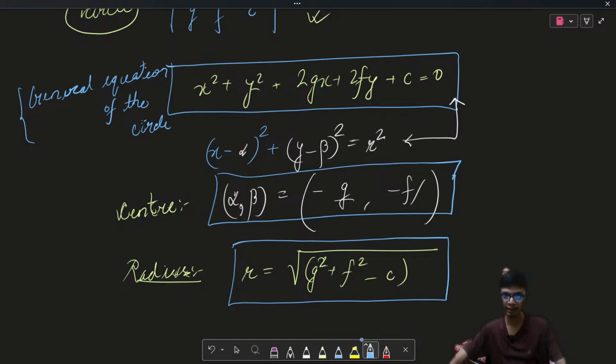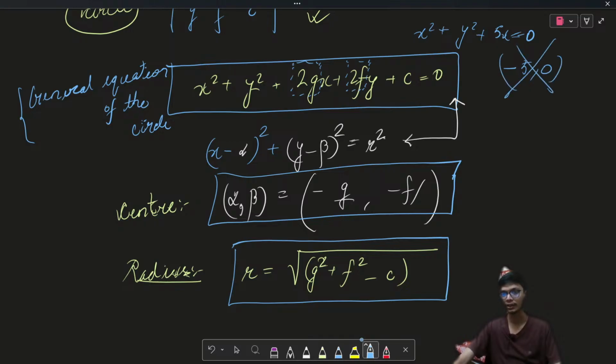It should be minus g and minus f, where the constant with x is basically 2g, and the constant with y is basically 2f. So please take a note of this so that you don't make a mistake. Sometimes the equation of circle will be given as x square plus y square plus 5x equal to 0, right? The students make very terrible mistakes and write the center as 5 comma 0, which is incorrect. So please take a note of it.